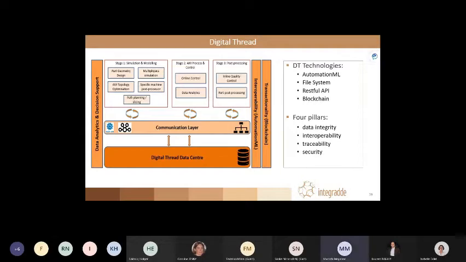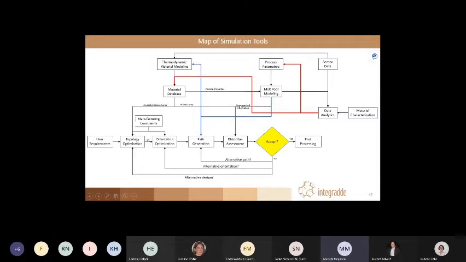This system has been developed and deployed in different pilot lines, and the next slide shows an example of the modeling activities that can be performed. This is a complex flow diagram of information. I will start on the lower left-hand side, user requirements. So everything starts with what does the user need as a final product.